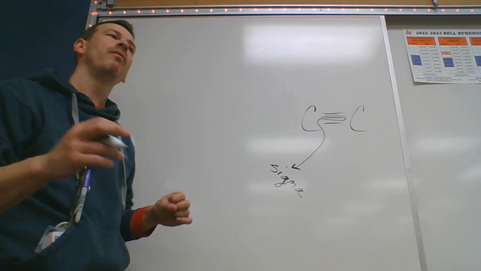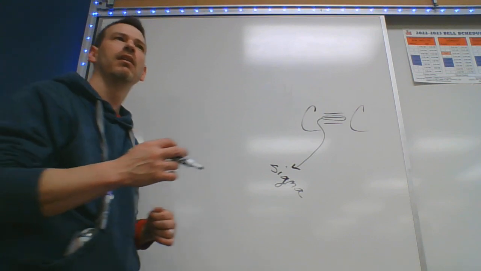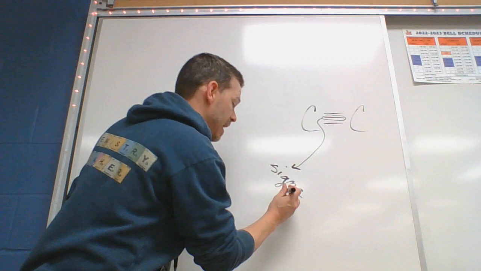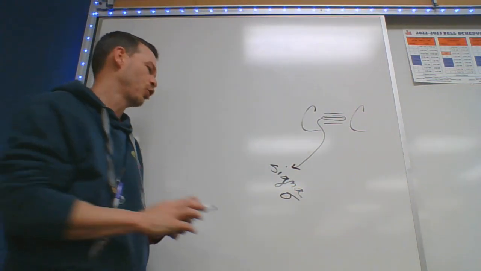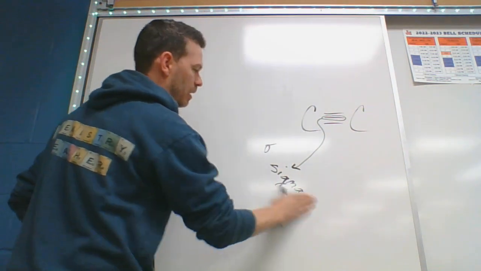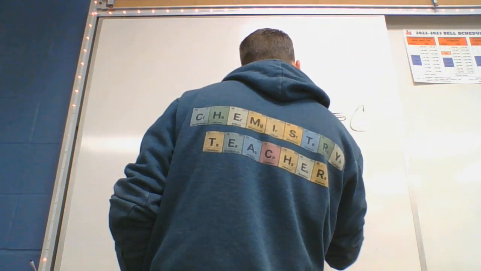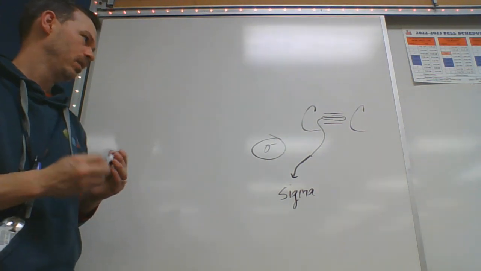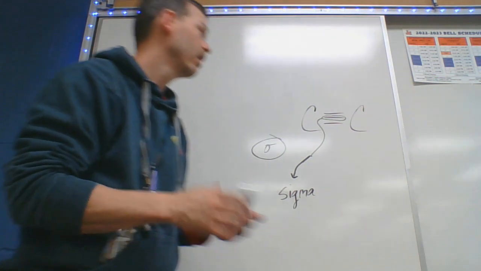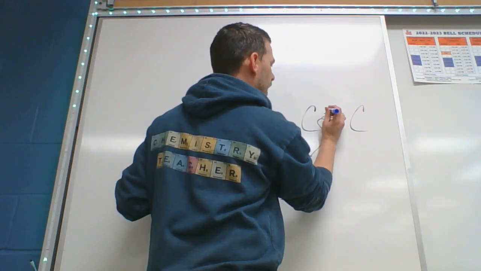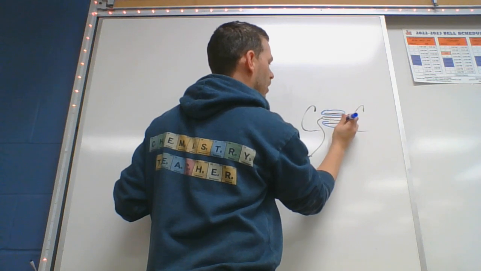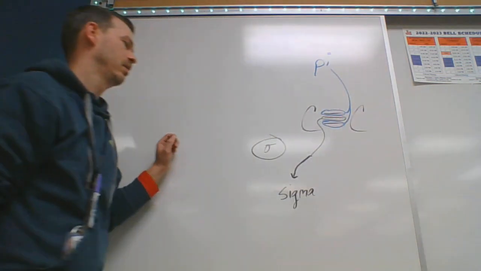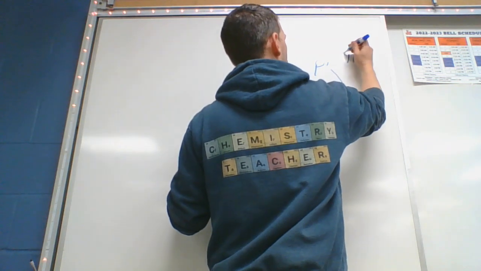Sigma bonds have a symbol that represents them. Does anybody know what a sigma symbol looks like? That's a capital sigma. That's a lowercase sigma. It's a little circle with a hat here. Sorry, I don't mean to draw it crooked. It looks like that. This is a sigma symbol. The other bonds, a second or third, are called pi bonds, with a symbol that you could probably predict.